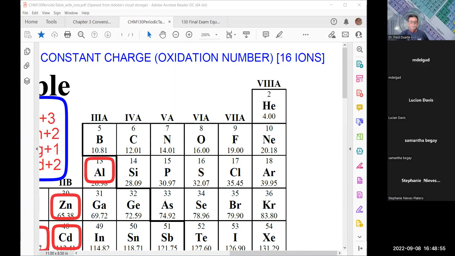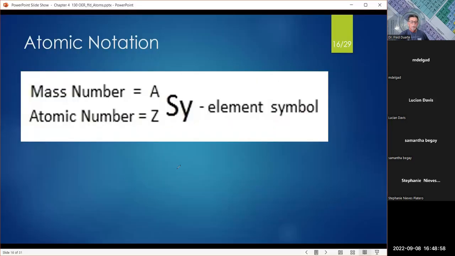Okay, so the way to use the atomic notation is we have SY, which represents the symbol, and then we have what's called a mass number. A mass number is a whole number, just like the atomic number is a whole number. We're going to learn how to determine what the mass number is, and the atomic number is specifically the number on the periodic table. The mass number we need to calculate sometimes.